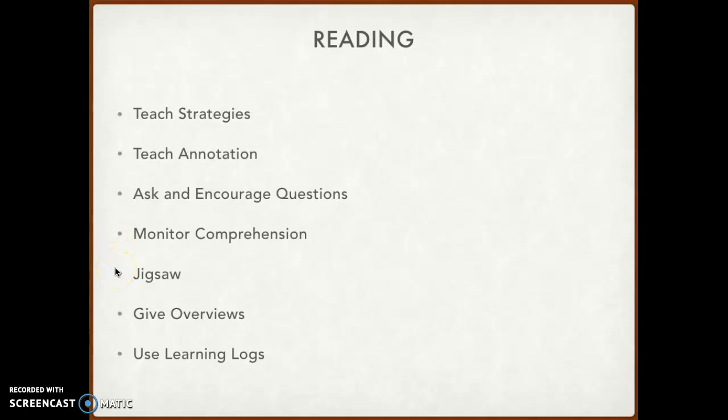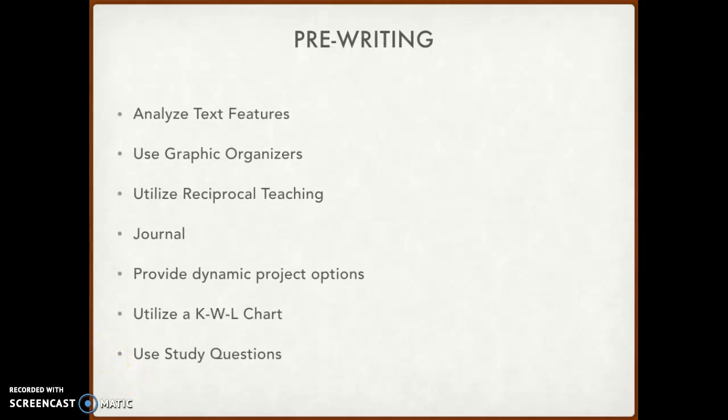We could jigsaw read. We could have students read different sections and discuss it. We could give overviews of the text, like an abstract, to make it easier to understand. And use learning logs, so journaling and responding to the text. So this gets us into pre-writing. So we always want our students to do something with a text.